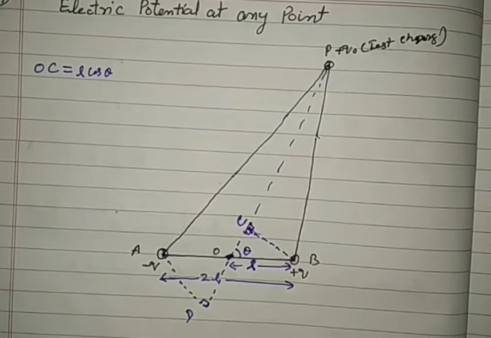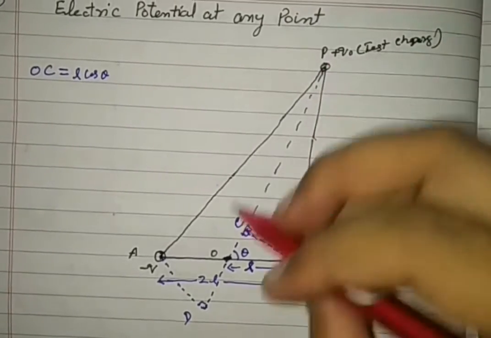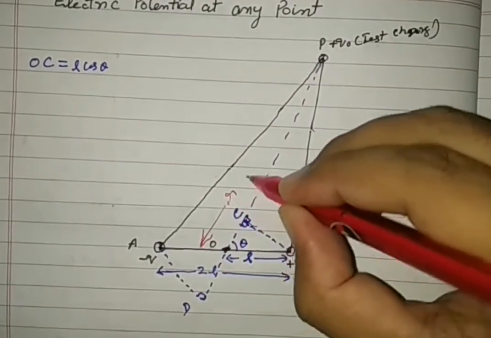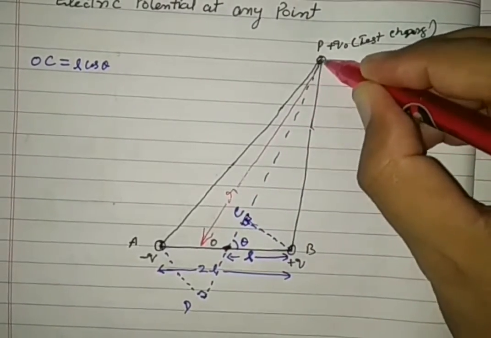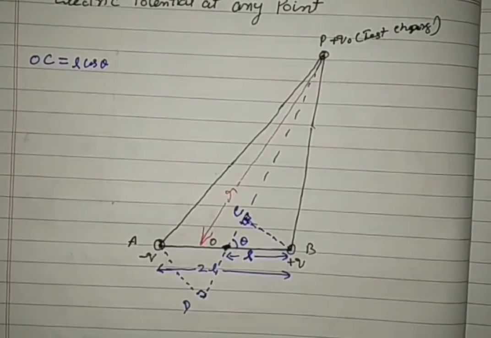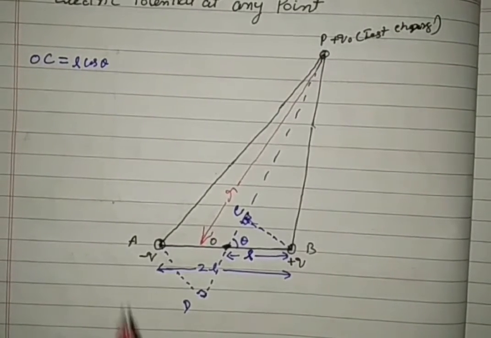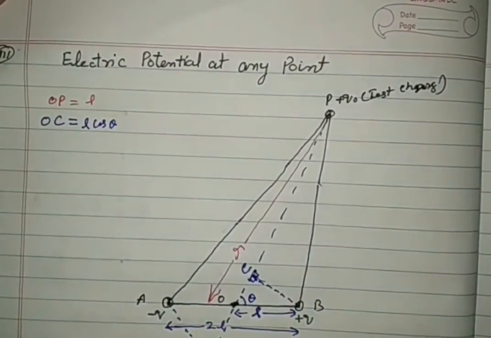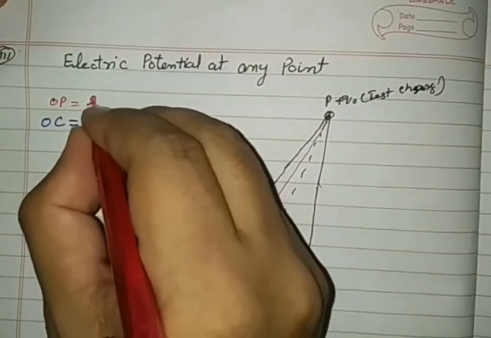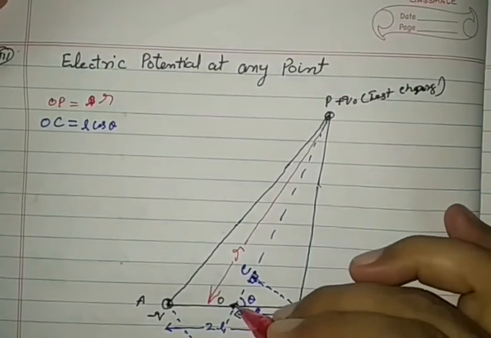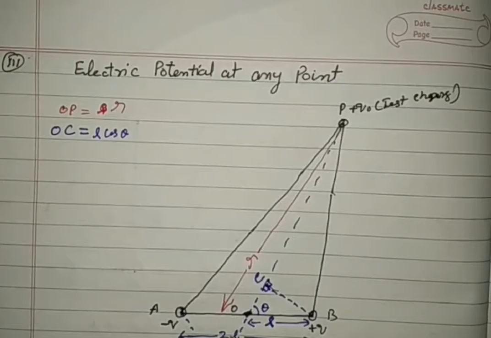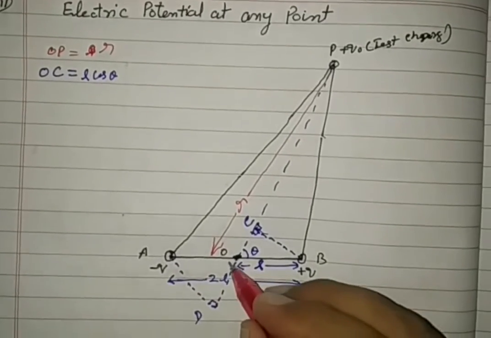Now see very carefully, let point P be R distance away from point O. This means that OP is R here in the diagram. Now see, OC is L cos theta. Now see, focus again on the diagram.